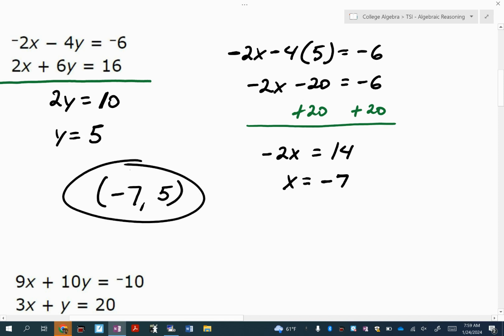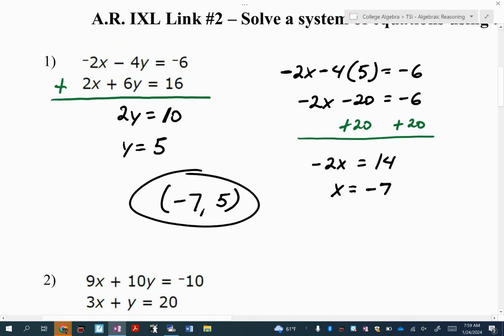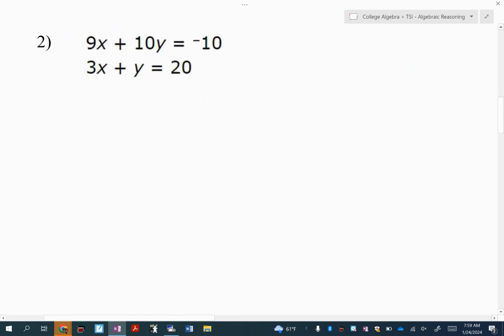Now, I'm not sure how they want you to type it into IXL, but I would always write it as an ordered pair. Any questions on the first one? Everybody good with elimination? Okay, excellent. Let's do number 2.